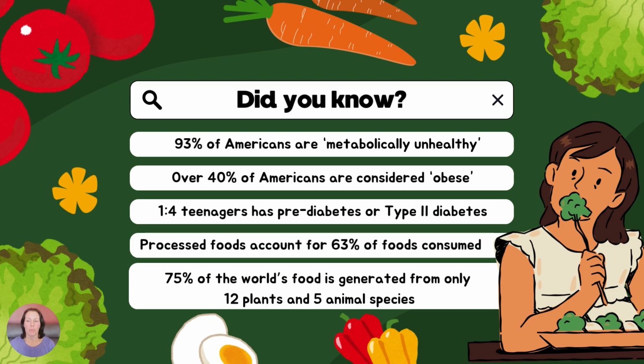Did you know that 75% of the world's food, all of the world's food, is generated from only 12 plants and 5 animal species? So our diet is extremely narrow and not all that healthy when you look at the plant and animal species that are included in that.